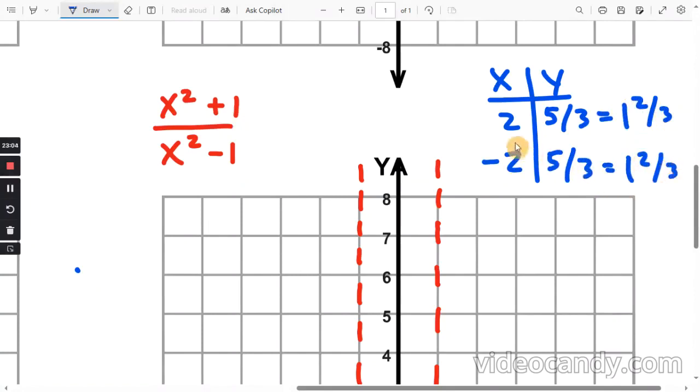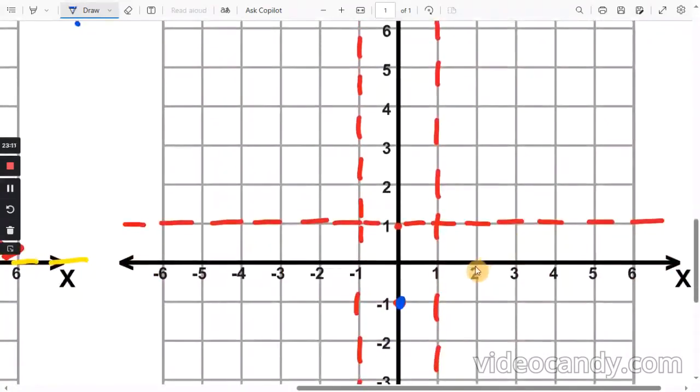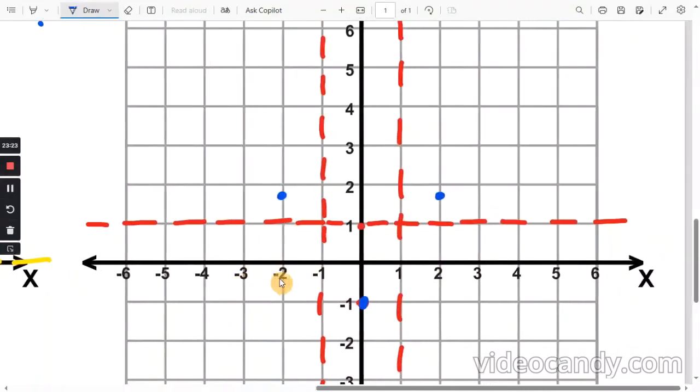So at 2 and negative 2, y is 1 2/3. All right, at 2, we're going to go to 1 2/3. And at negative 2, 1 2/3. Okay, so we got those, and let's see. How does this approach x? I'm pretty sure it's going to be like this.